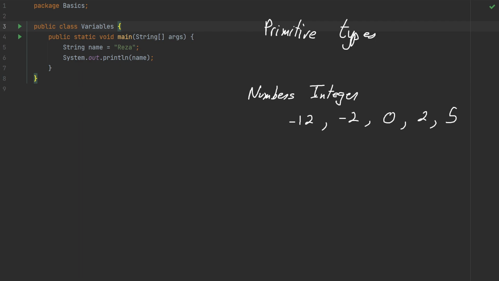Sorry, my cat is trying to climb on me. So what different types of numbers, or what type of, sorry, I'm getting confused with my cat.